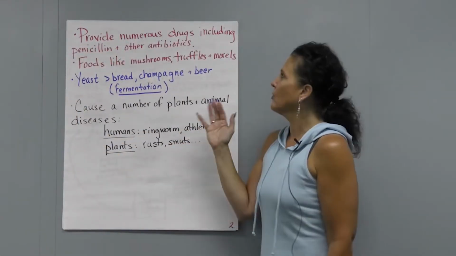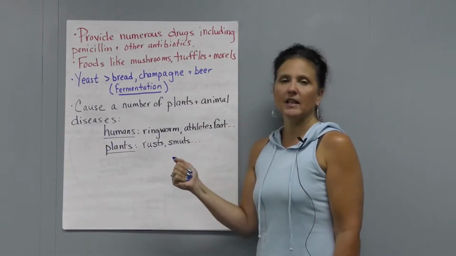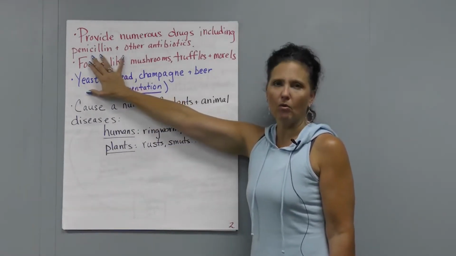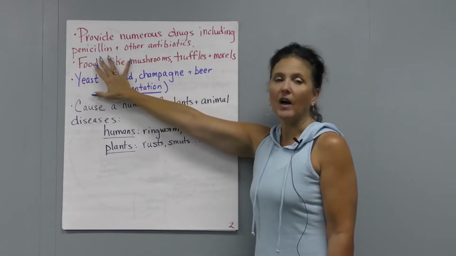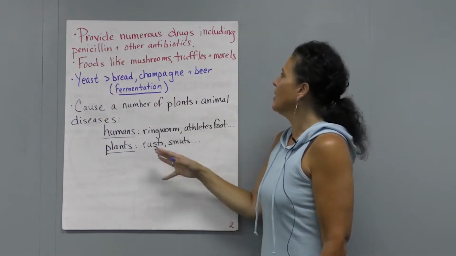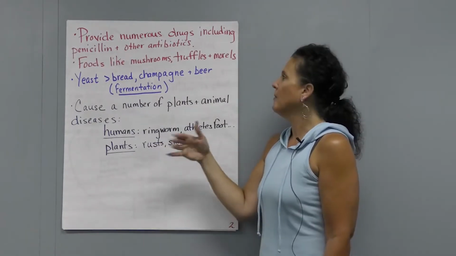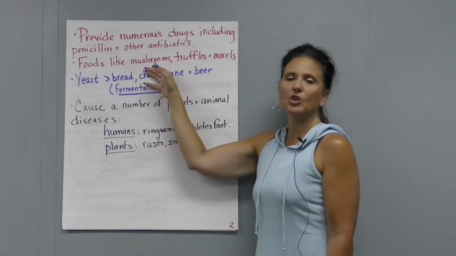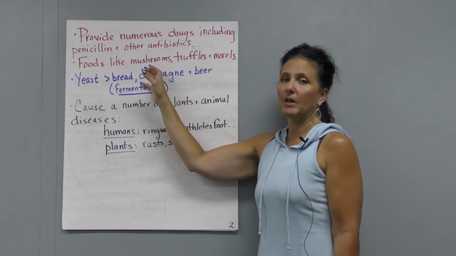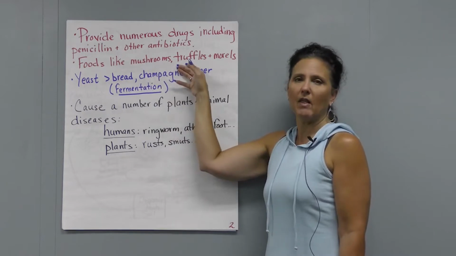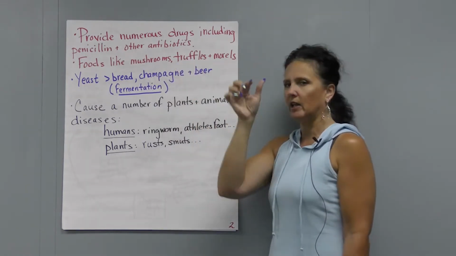They also provide us with numerous drugs, including penicillin and other antibiotics. Penicillin, most people know, comes from bread mold, and so mold is a fungus. Foods like mushrooms, truffles, and morels, a lot of these we see around here. People go out and pick mushrooms and eat them. You should never go out and just pick a mushroom and eat it because you don't know what it is. And then truffles, those are the ones that the pigs smell out, and then morels, they look like little trees, right?